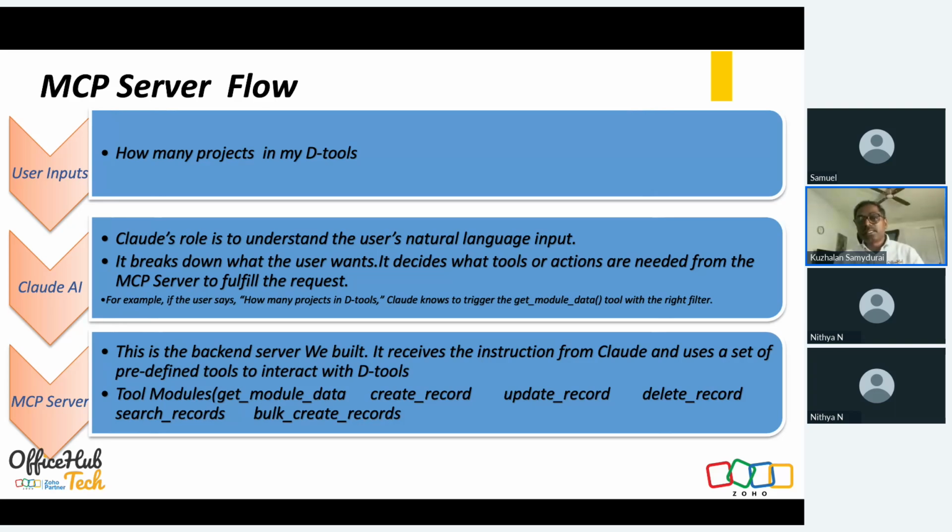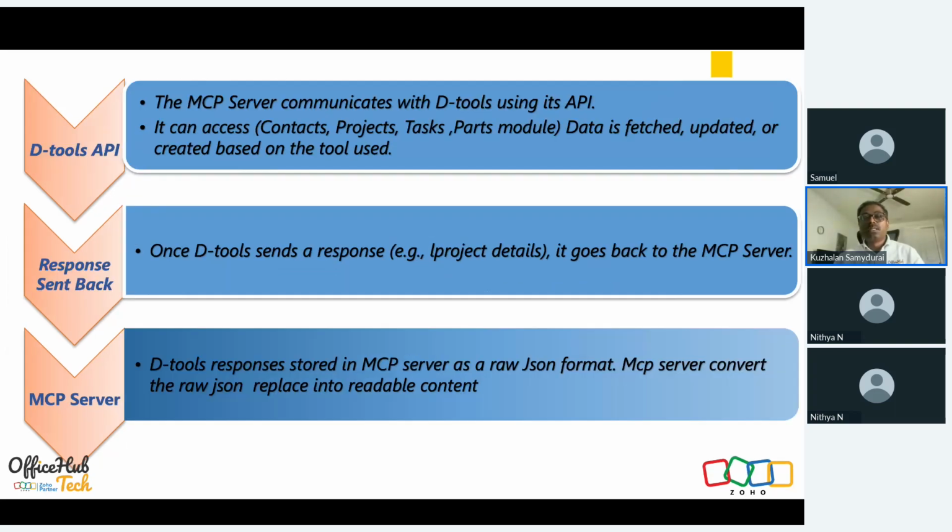So what the MCP would do is connect to the D tools. In this case, D tools is the tool. This would connect to the D tools API, and it will access the appropriate modules to give this information back, right? And then once D tools sends a response, the information you get back comes back to the MCP server.